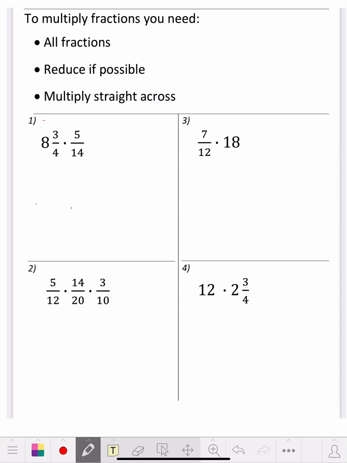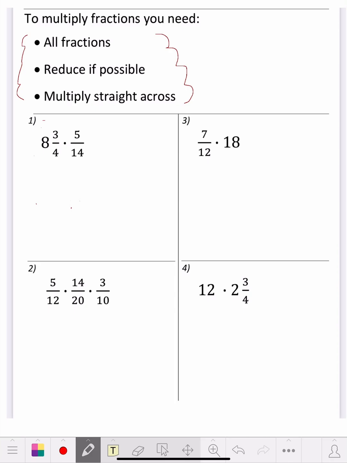The lesson for today is going to be multiplying fractions, okay? And so I put down actually 3 rules you need, right up here. So you got to have everything in fractions. You can't have a whole number and then a fraction.